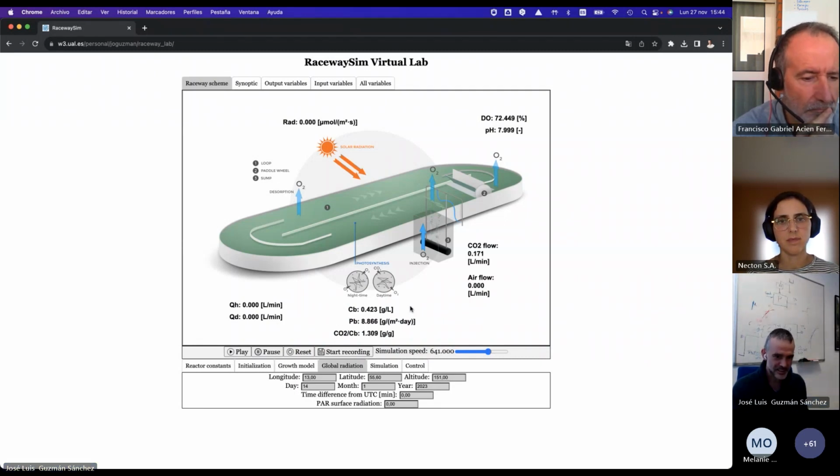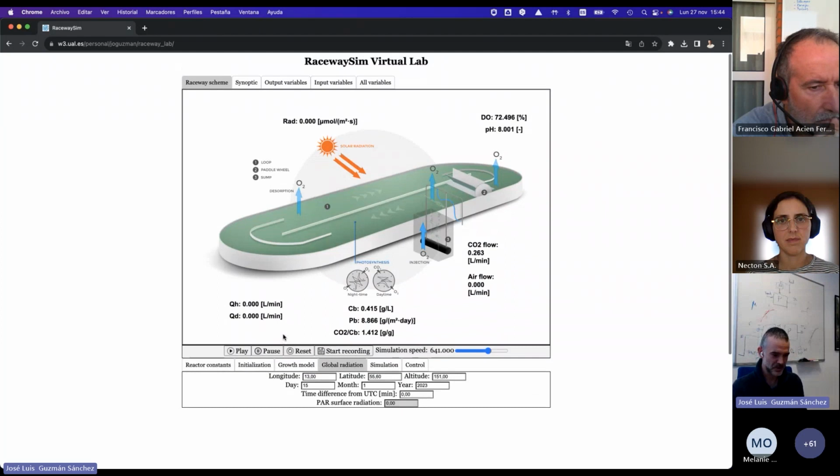8.8, only just by placing the reactor in another configuration. So you can also compare how placing the reactor in another location around the world changes the result.